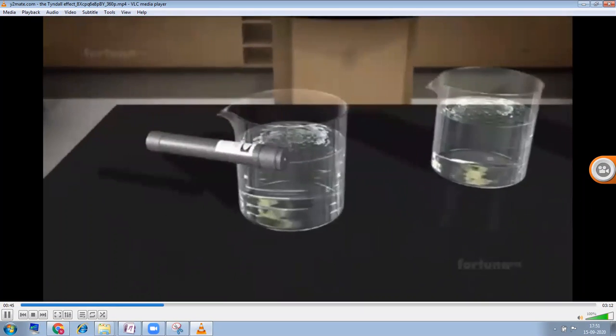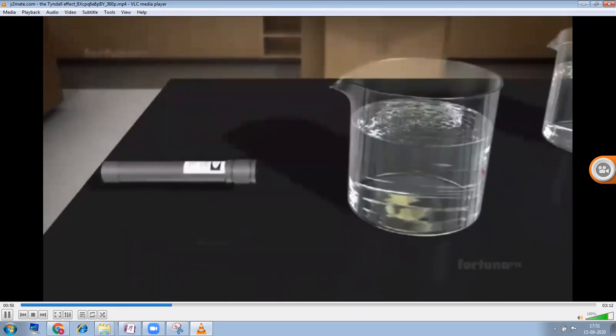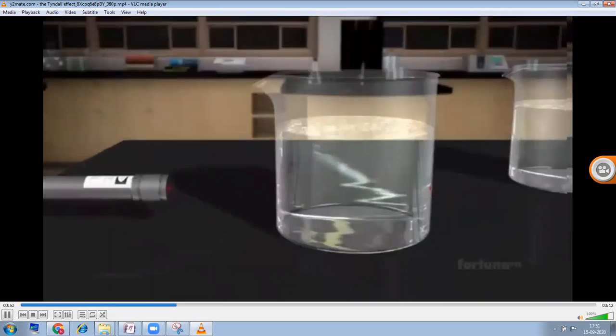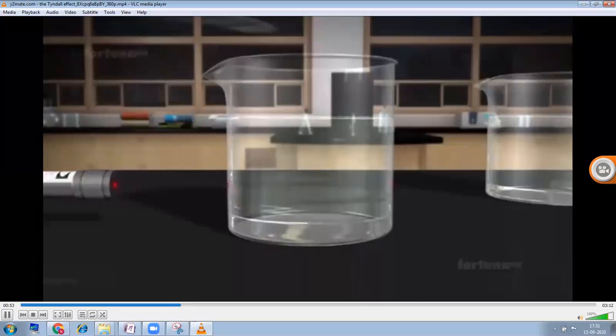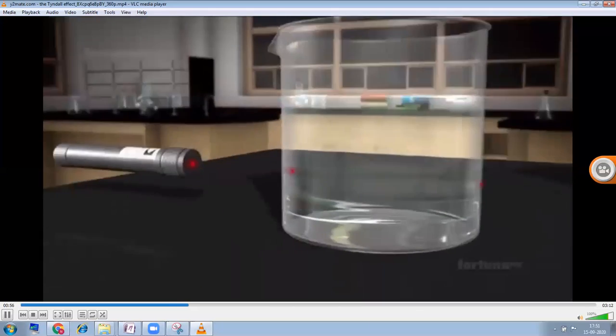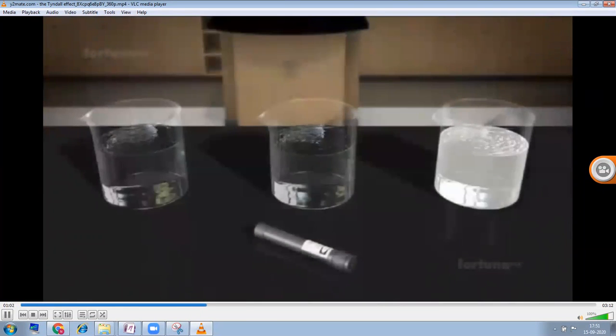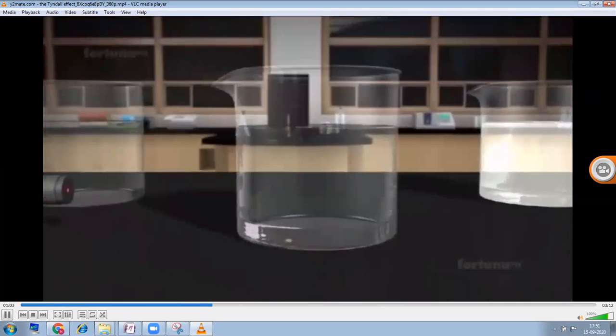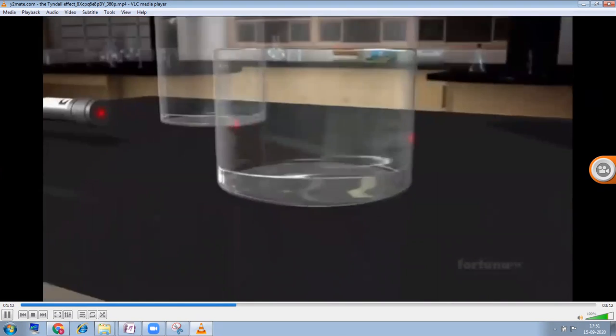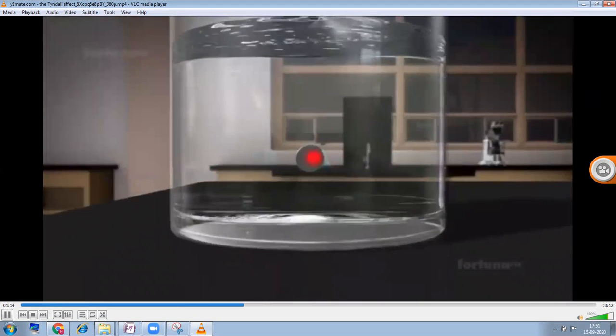First, we'll shine the laser through the beaker containing only the water. Although we cannot see the light beam as it is passing through the water, we'll be able to see it as it emerges unchanged from the other side. Now we'll shine our laser through the second beaker containing the sugar solution. Once again, we cannot see the beam as it passes through the solution, but we are able to see it as it emerges from the other side, again unchanged.